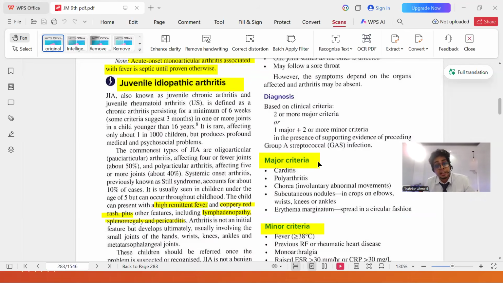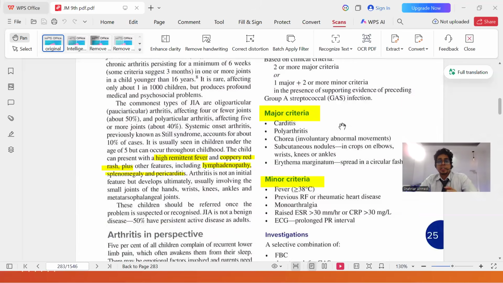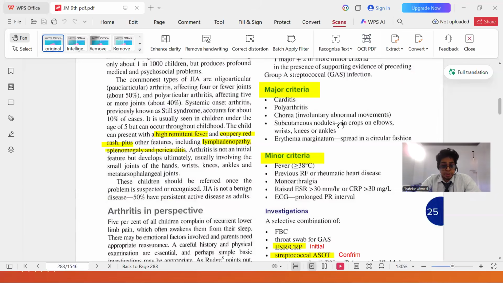Yes, antibiotics are indeed needed, and they need to be taken for a very long time. Yes, this brings us to the diagnosis: two major, or one major and two minor criteria. This is the very classic one for rheumatic fever, the Jones criteria, the major criteria.